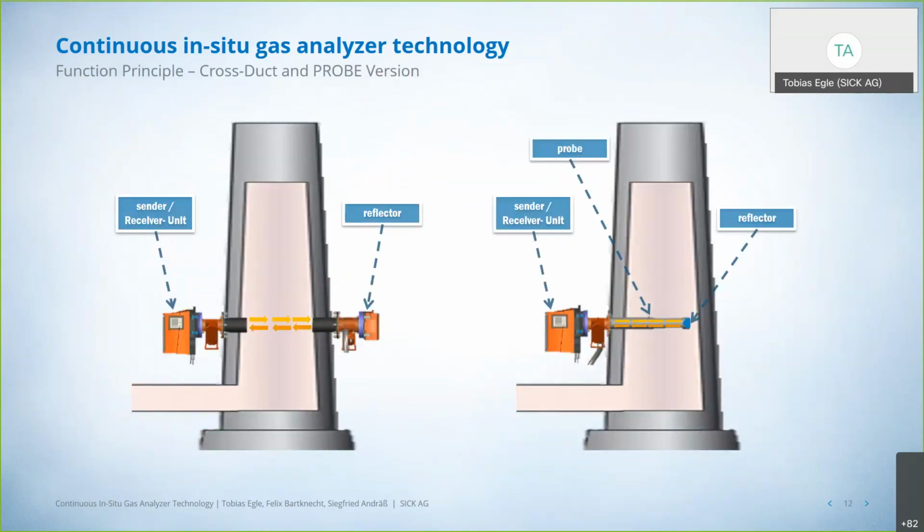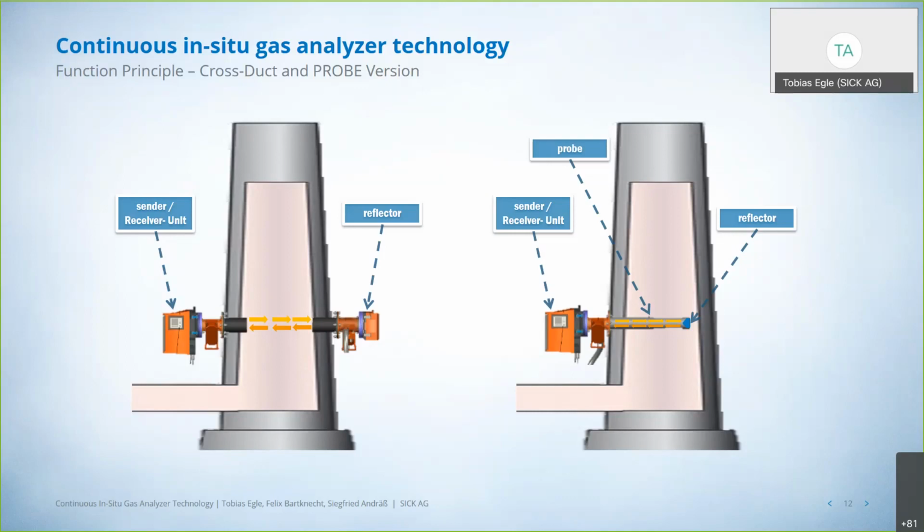Here you can see the overview of how that works in general. Typically with our in-situ analyzer, we work with light, besides the Zircor 200 unit. So we send out light with the sender receiver unit. It will be reflected by a reflector and transferred back to the sender receiver unit, where we analyze the reflected light. As well here, if you use a probe version, your reflector will be in the tip of the probe.